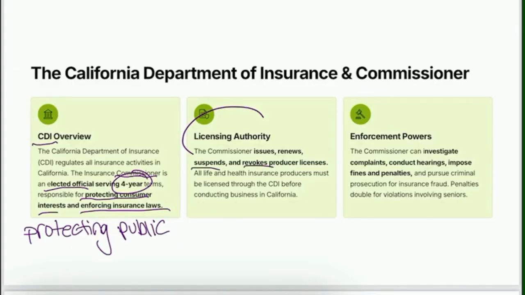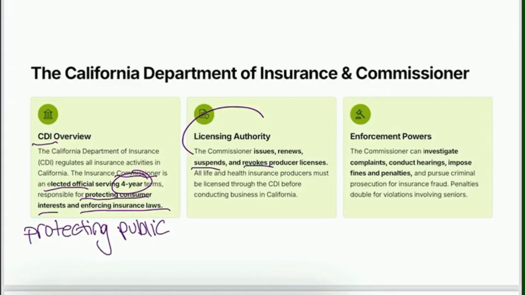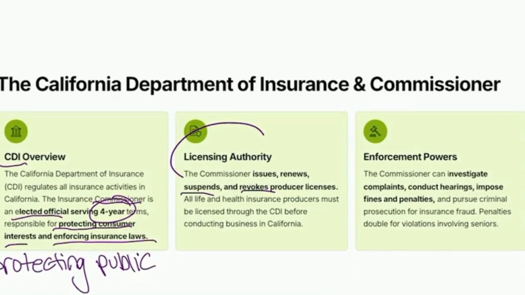All life and health insurance producers must be licensed through the CDI before conducting business in California. So when you walk out of your testing center with a pass, that does not mean you can just go start selling life insurance policies. You need to wait until your license is issued. It's usually fairly quickly, but you do have to submit your fingerprint and background check. And then the commissioner will issue your license. And then you need to get appointed with a company, all that good stuff.